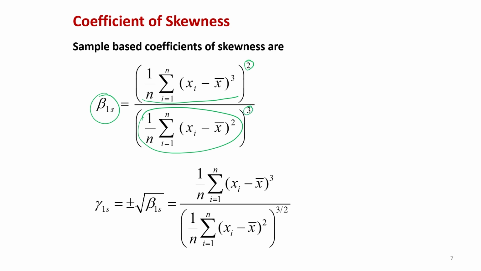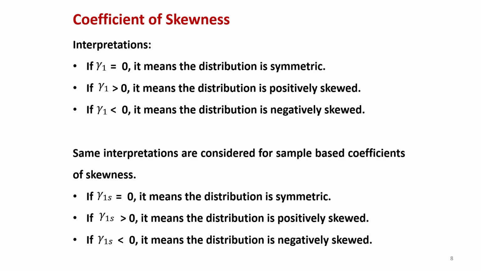And similarly, if you try to take here the gamma 1 which is based on sample values, I simply have to take here the square root of this beta 1s with sign. I have to see, right. So now how to interpret them?